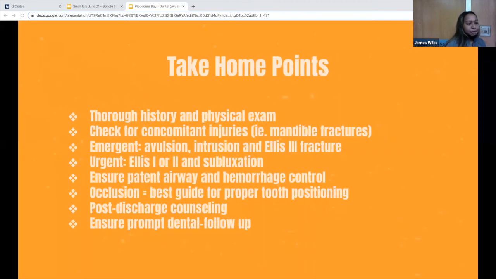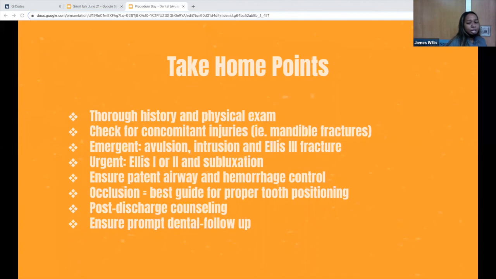So just some basic take-home points. Always perform a thorough oral exam to identify dental emergencies, especially examining all the teeth to prevent possible aspiration risks. Remember to look for concomitant injuries in patients who have dental injuries. Look for concomitant mandible fractures, maxillary fractures, or other facial fractures. Dental emergencies are avulsions, time is of the essence, intrusions, and Ellis class 3 fractures. More urgent conditions are the Ellis 1 and 2 fractures, luxations, and subluxations.